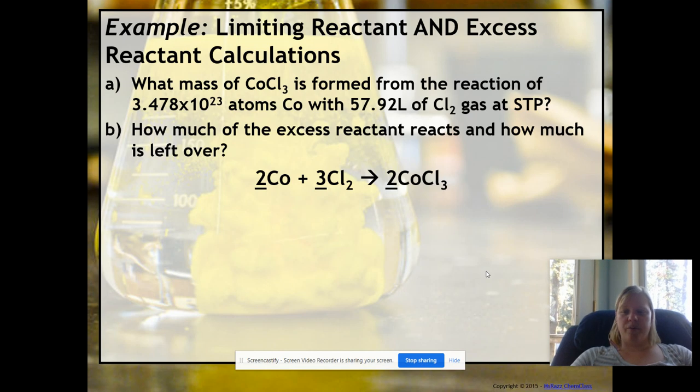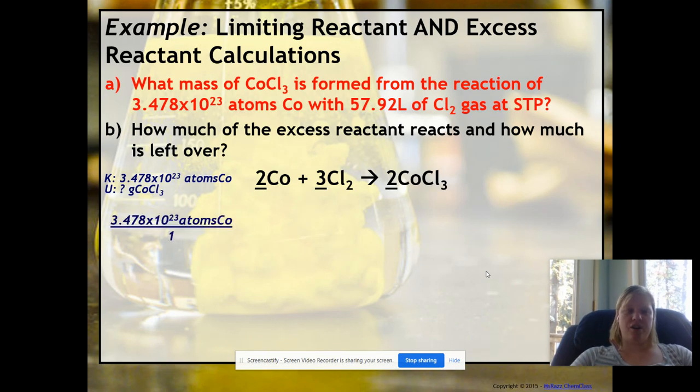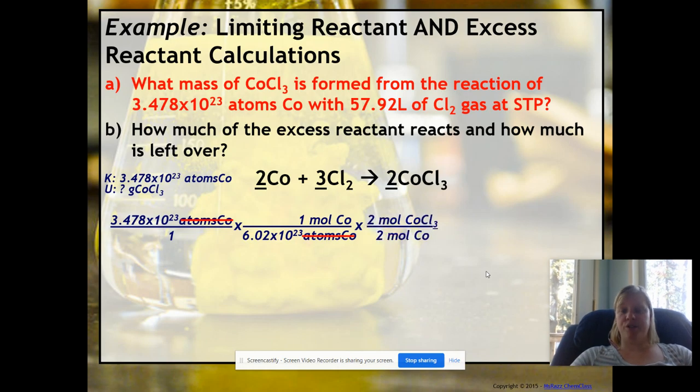So we're going to start with our equation. We have 2 moles of cobalt, 3 moles of chlorine that react and produce 2 moles of cobalt chloride. So our first question, what mass of cobalt chloride is formed? So let's go ahead and start with our 3.478 times 10 to the 23rd atoms of cobalt. We can go ahead and convert this to moles using Avogadro's number. All right, we're going to cross those off. Now we're in moles of cobalt. We can look at our mole ratio of cobalt to cobalt chloride. So it's a 2-to-2 ratio.